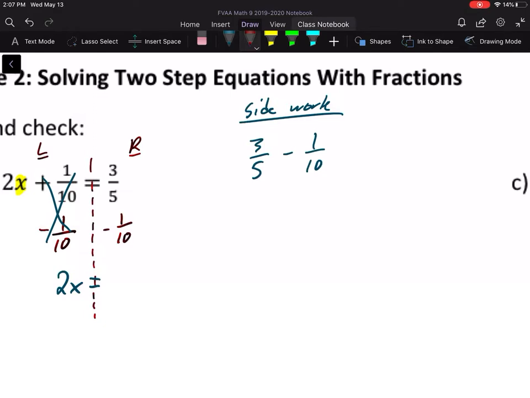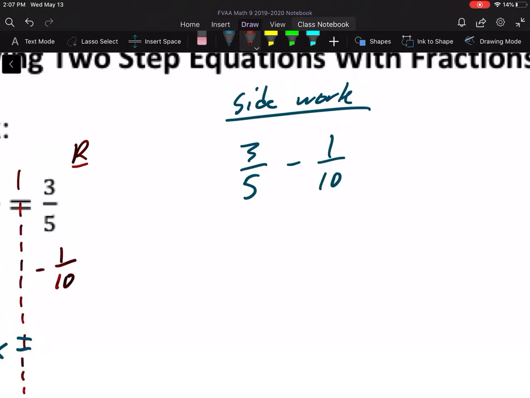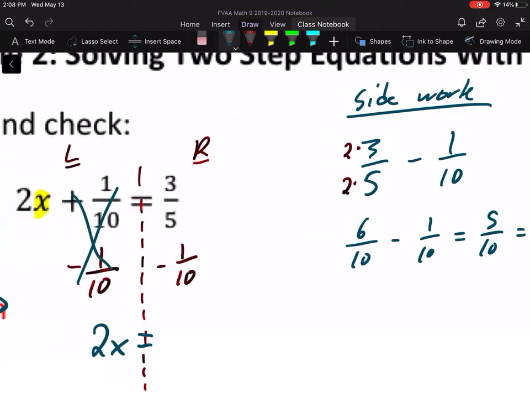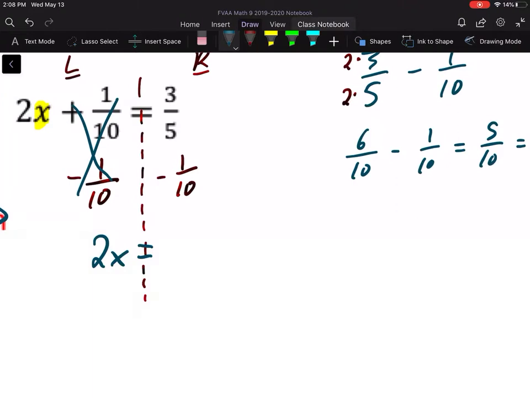Okay, so here I need common denominators to subtract fractions, so I multiply both the top and the bottom of this one by 2 to get a common denominator of 10. I end up with 6 over 10 minus 1 over 10, which is equal to 5 over 10, which is equal to 1 over 2. All right, so 2x is equal to 1 over 2.